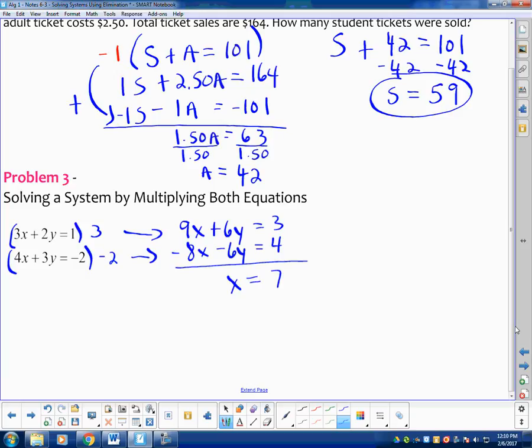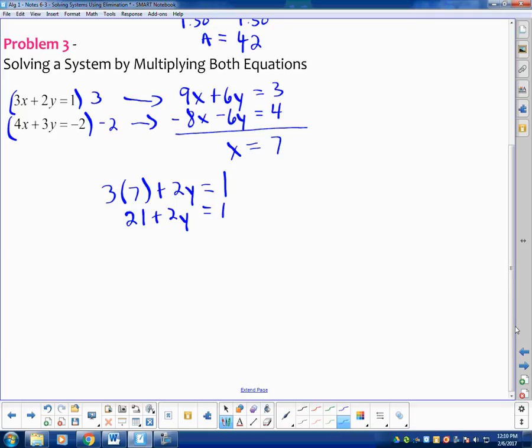X equals 7. And then I just take the x equals 7 and plug it into one of the original two equations. Let's plug it into the first one. 3 times 7 is 21. Subtract 21 from each side. Divide by 2. And we get 7 comma negative 10 as our solution.